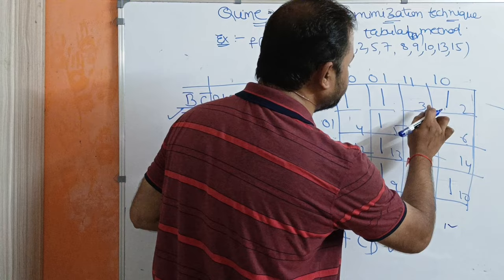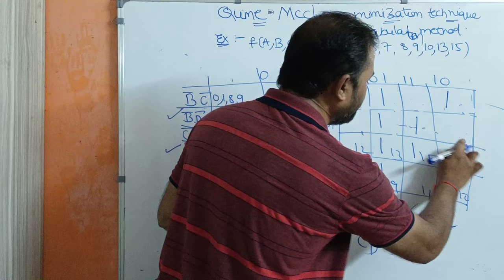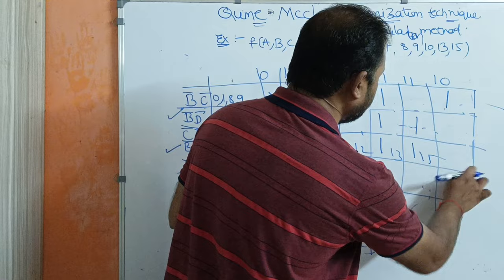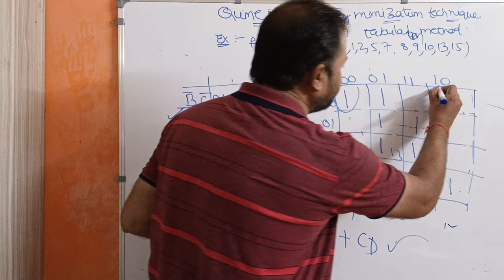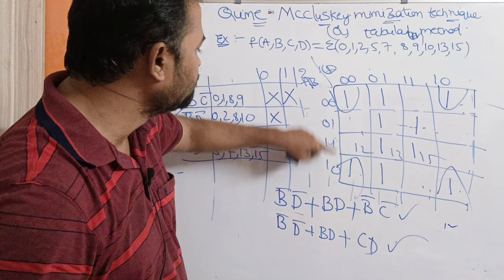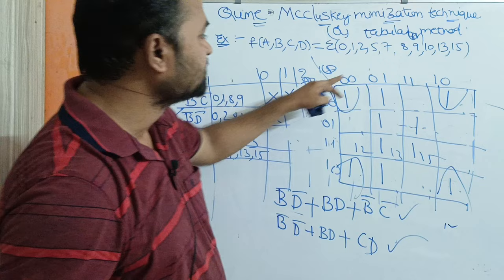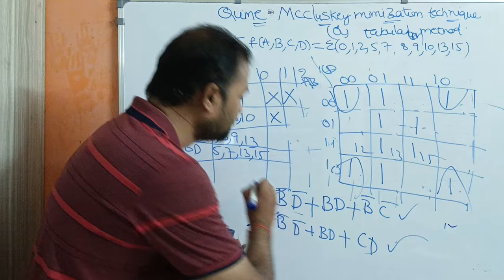Now we have to do the grouping. Let us do the grouping. In order to cover these ones, here we have opposite cells, so this is a compulsory group. What is the minterm here? 0, 0, so B bar. And 0, 0, 1, 0. Second 0 is common, so D bar. So B bar D bar. So this is a compulsory group.